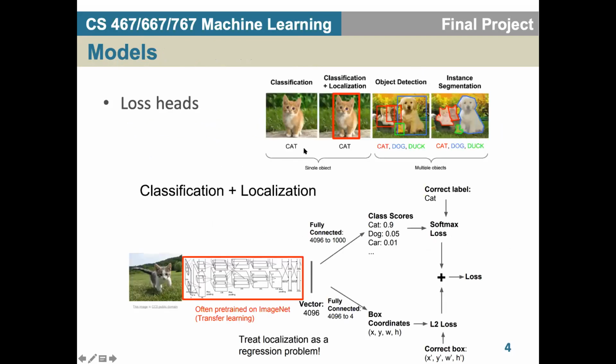Okay, so for object detection models, there are 4 concepts, right? So classification: you just give an image, and you say whether it's a cat or a dog, right?